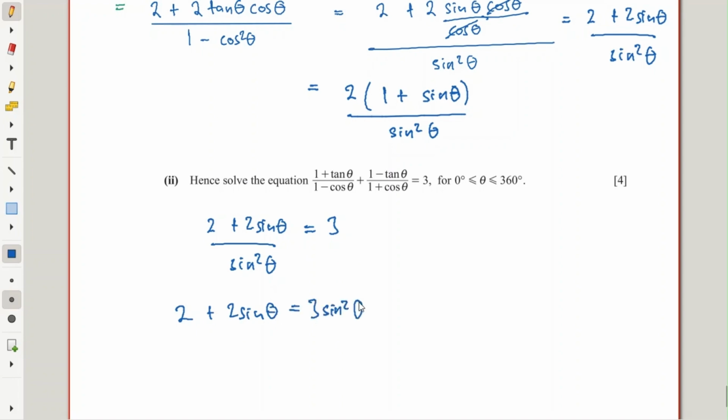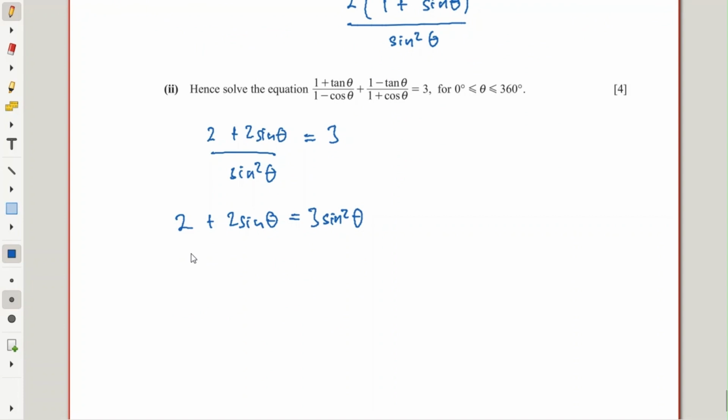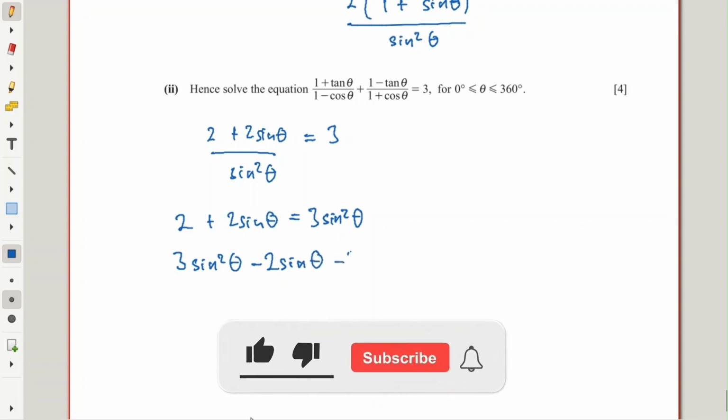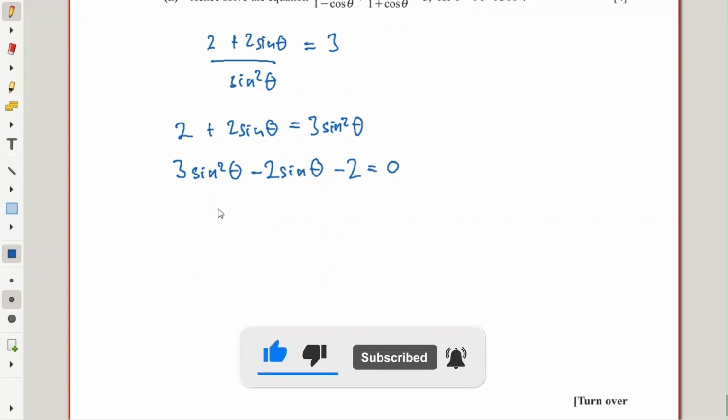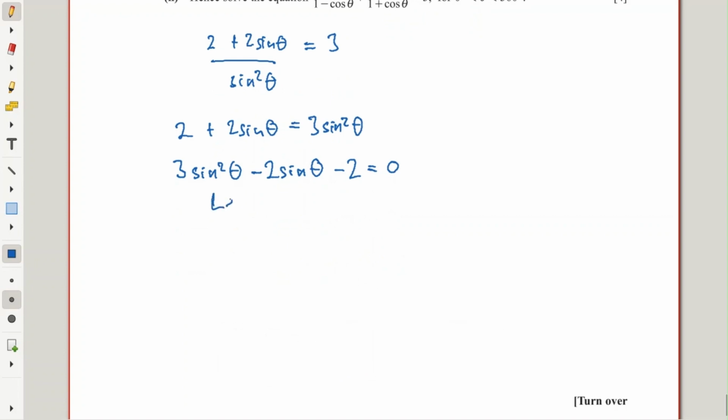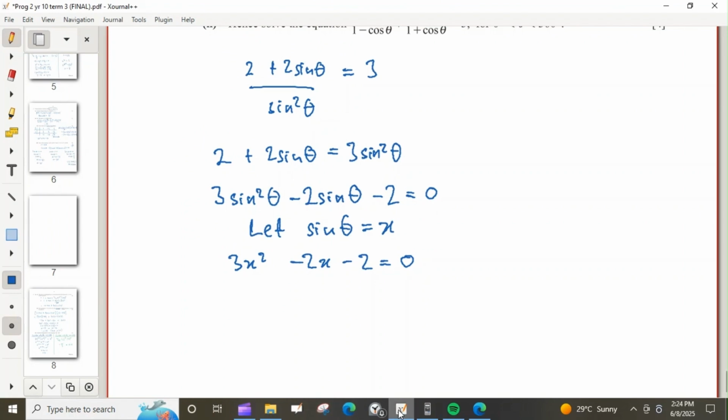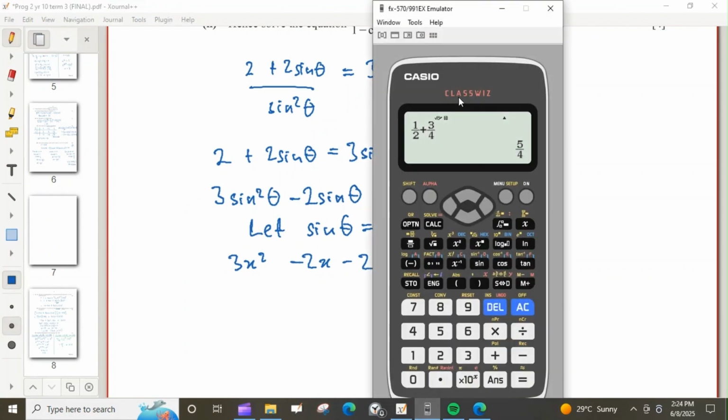As I said, if you are confused about this topic, that means that your algebra is not good. You will need help. All right. So please, that means you have to work on your algebra. So here, I know that I can say that let sine theta be x. So I have 3x squared minus 2x minus this. Can I solve this quadratic straightforward? It looks like the discriminant will be something. So let me use my calculator.